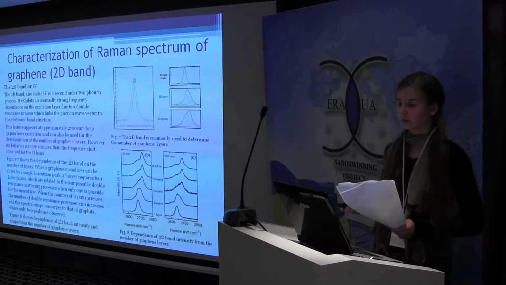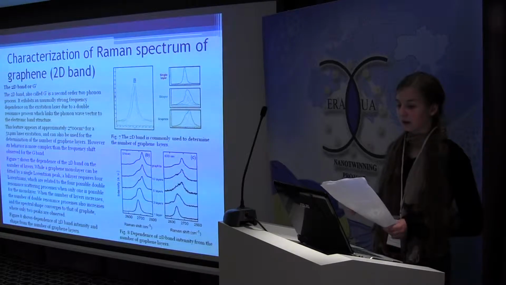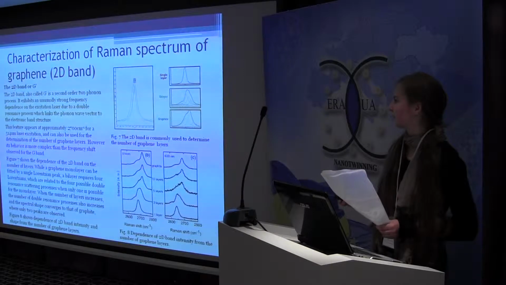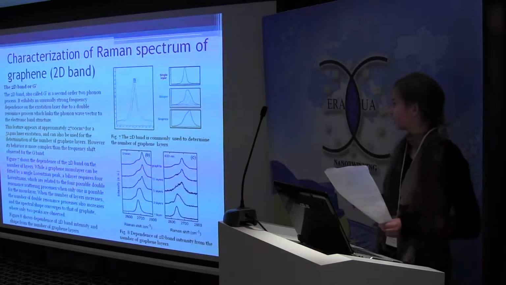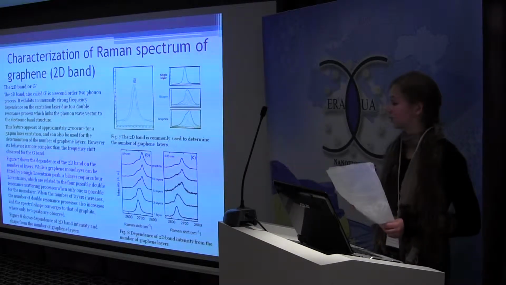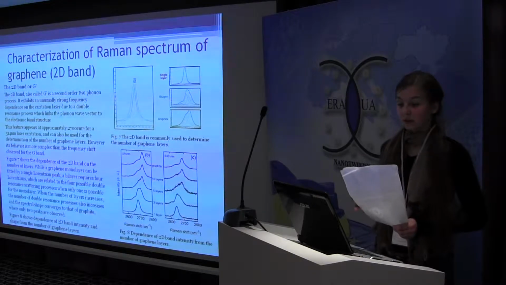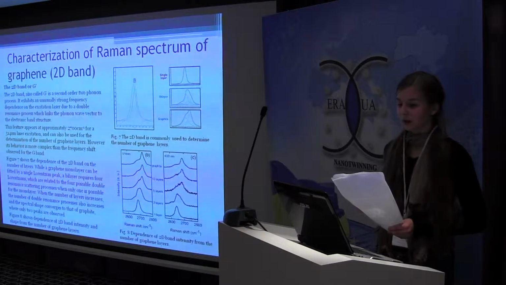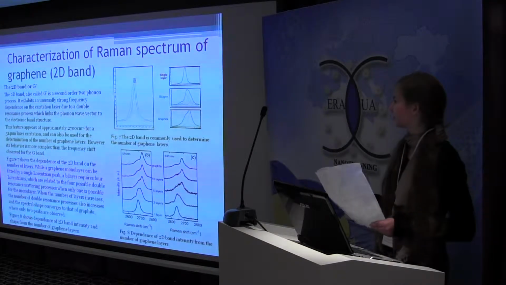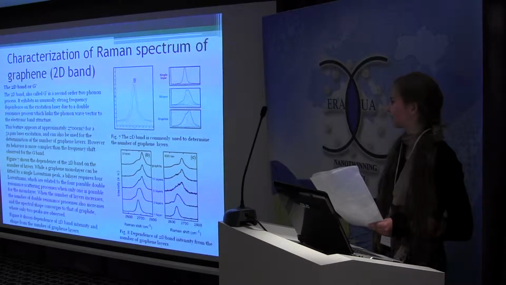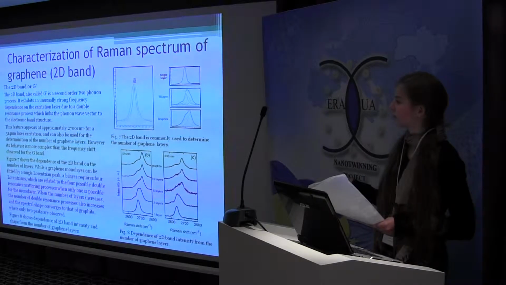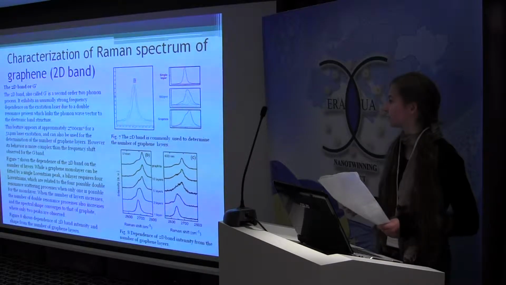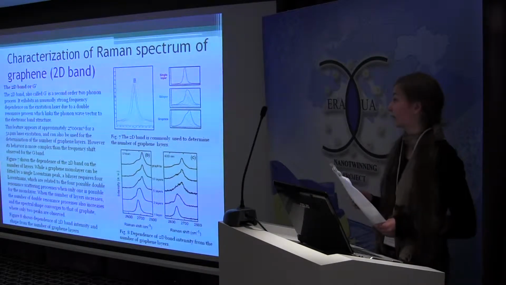The 2D band, also called G prime, is a second-order two-phonon process. It exhibits an unusually strong frequency dependence on the excitation level due to a double resonance process which links the phonon wave vector to the electronic band structure. This feature appears at approximately 2,700 cm^-1 for a 514 nanometer laser excitation, and can also be used for the determination of the number of graphene layers.